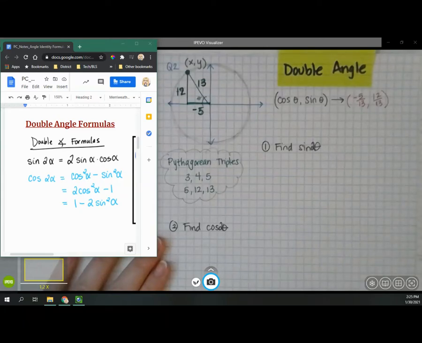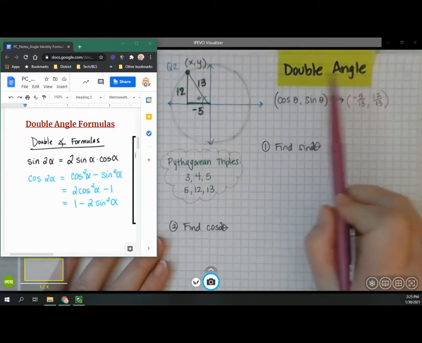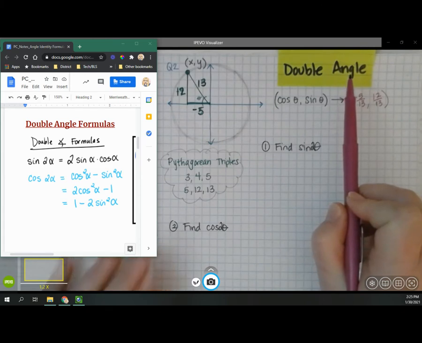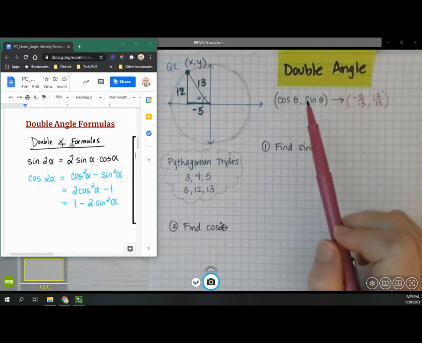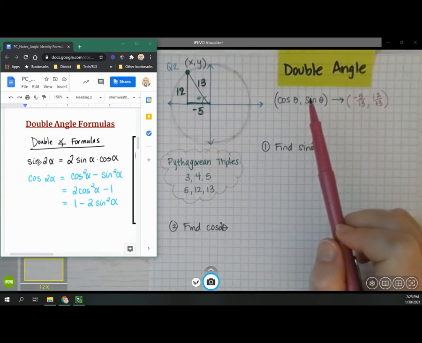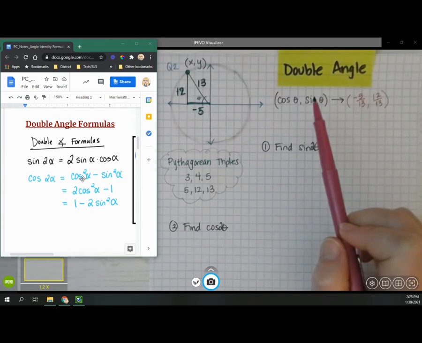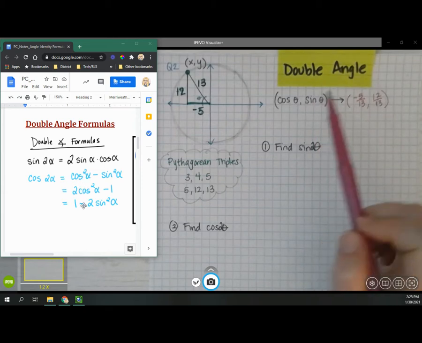In this video, we're going to go over how to use the double angle formulas. And just to note on your notes page, the double angle formulas have been pasted there for you. There is one formula whenever we're finding the double angle of sine, and there are three different options that you can choose when trying to find the double angle for cosine.